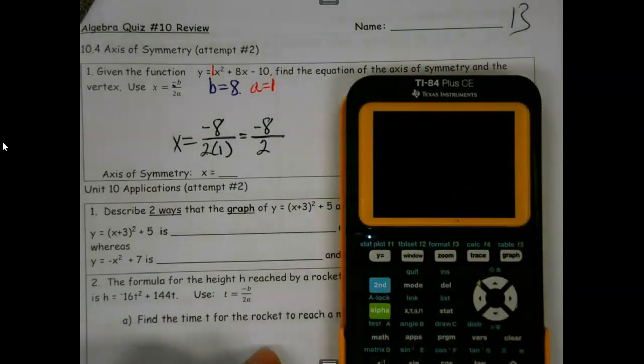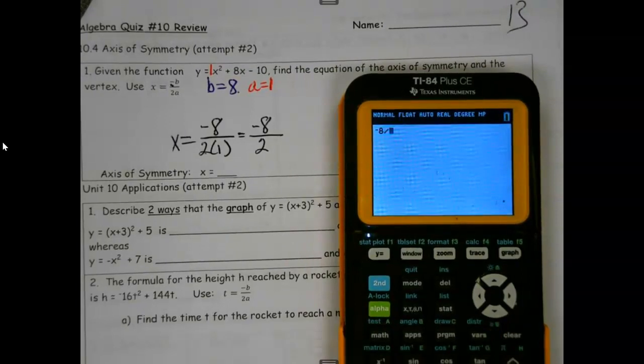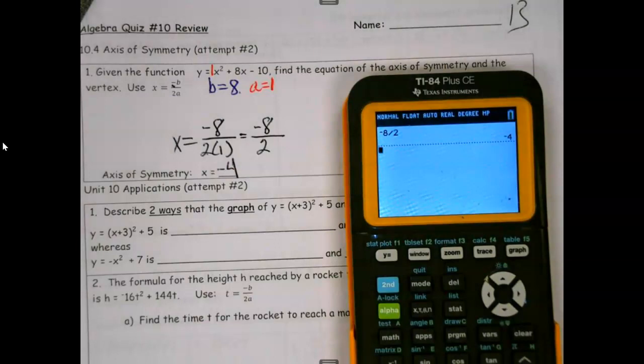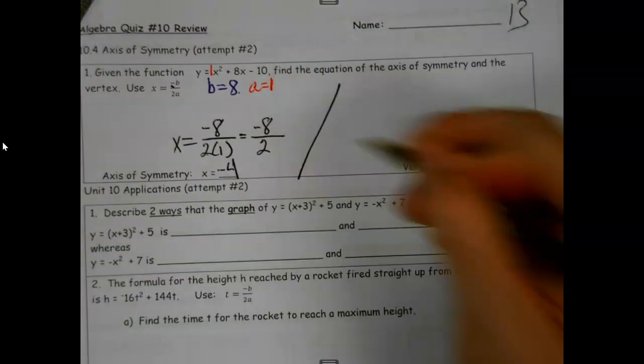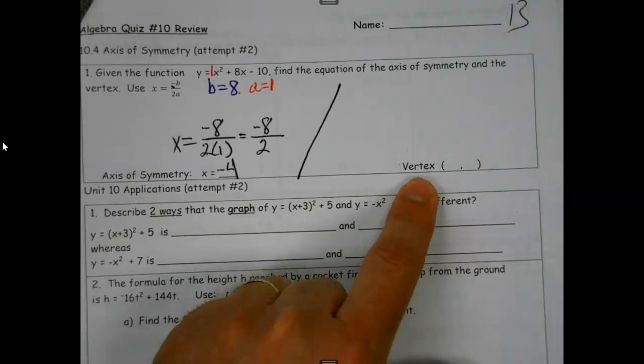And then if we need the calculator, we can use it. Let's try that again. There we go. I've got my axis of symmetry. I've got my x. Once I have that, there's one more step. Okay, your vertex.